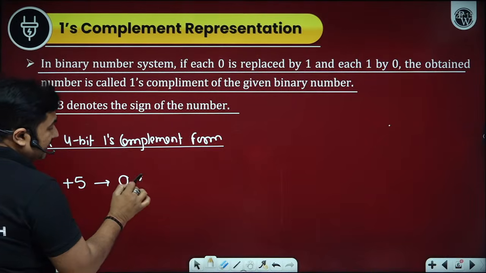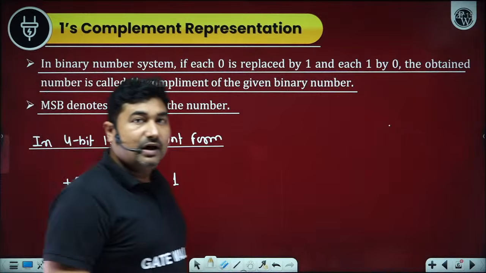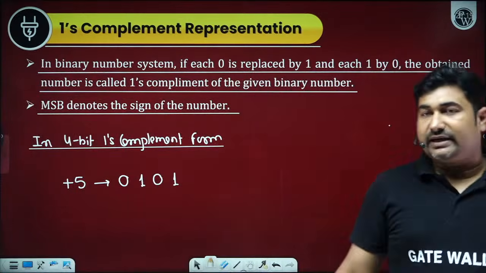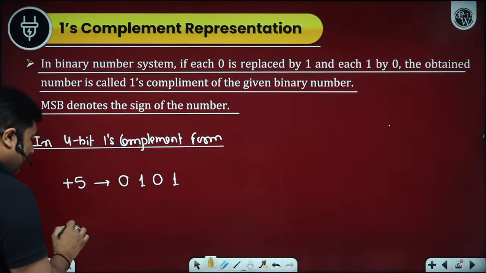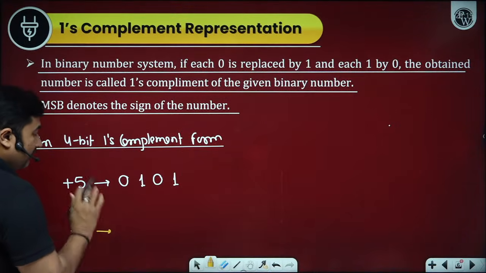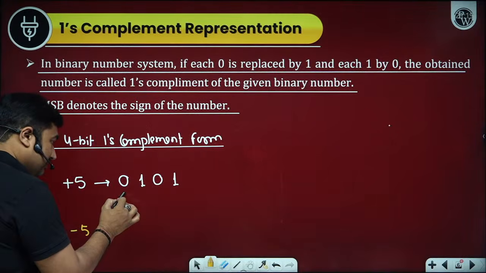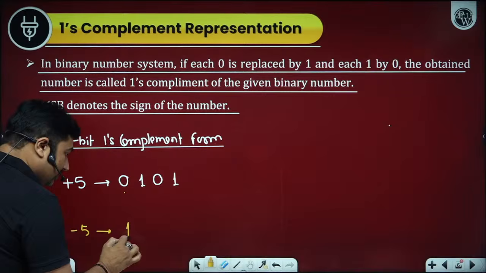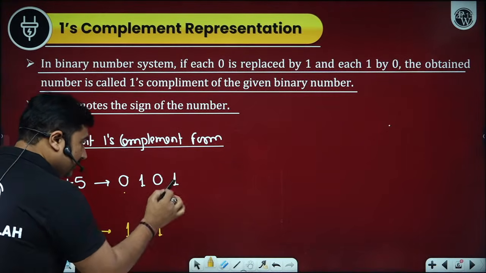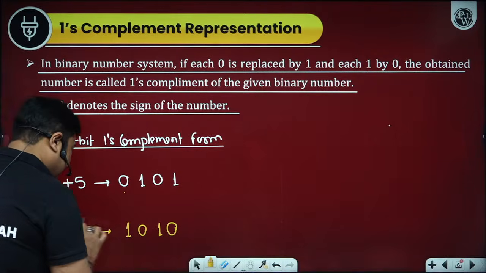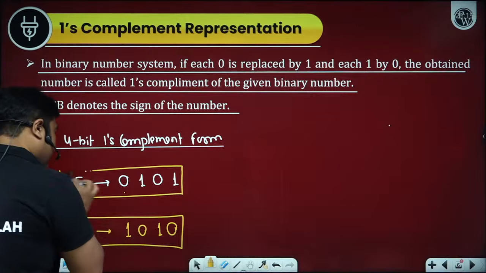In the same way as we have represented plus 5 in unsigned or sign magnitude representation. But when we want to write minus 5, how to write it? For writing minus 5, you have to invert each bit. 0 becomes 1, 1 becomes 0, 0 becomes 1, 1 becomes 0. So this is the representation of minus 5, and this is the representation of plus 5.